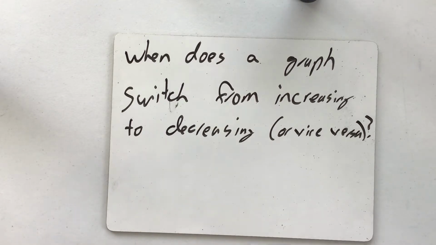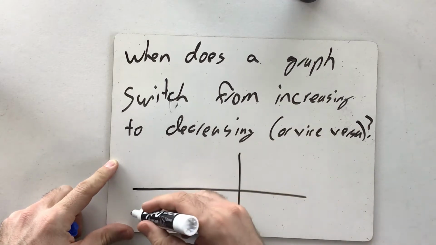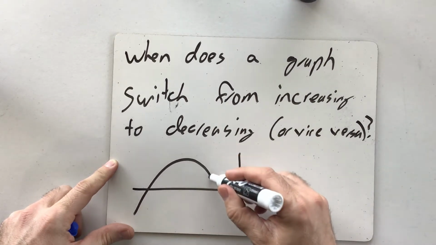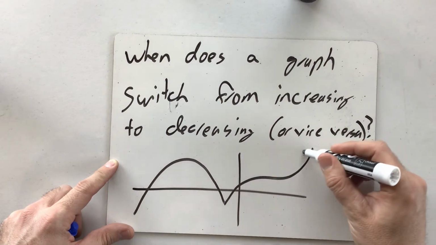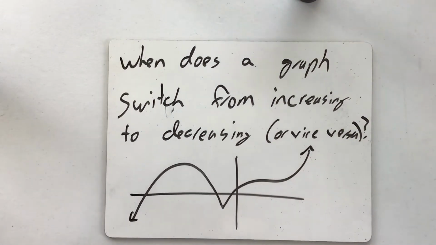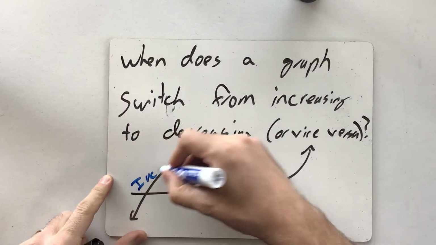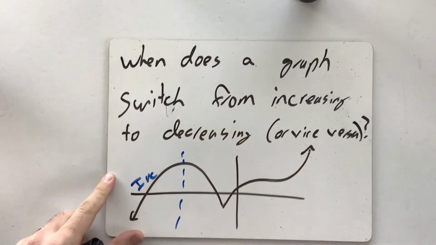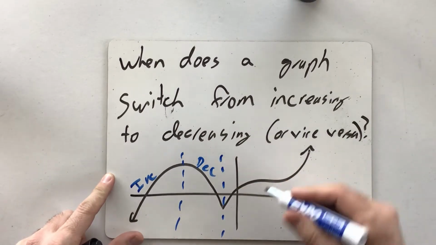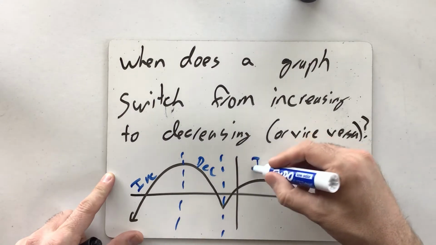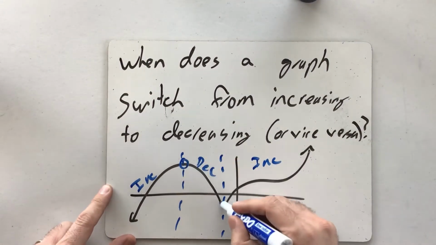Let me just draw a quick graph here on the bottom. So we can have a graph that looks like this. Maybe I'll put a little point here, and maybe I'll make it level off and come up. Okay, so when does our graph switch from increasing to decreasing? Well, I'm going to notice it's increasing right here, and it switches at that point. It's decreasing right here and switches at that point, and then it looks like it's increasing all the way along. But what do you notice about the two points where it switched?